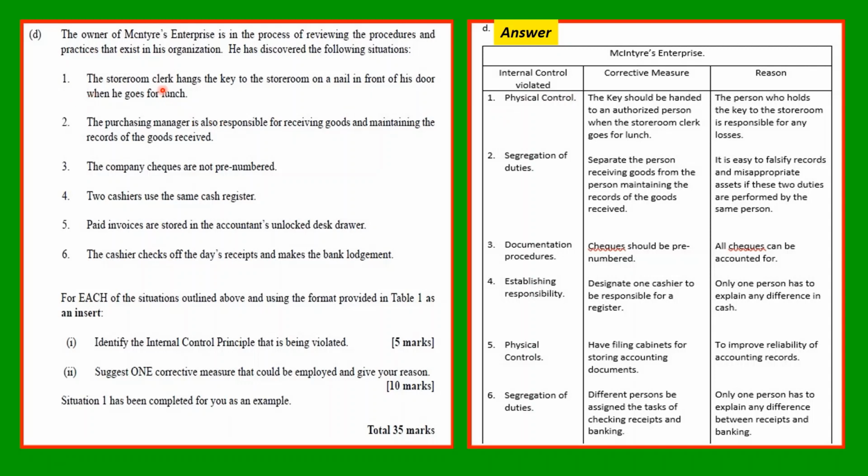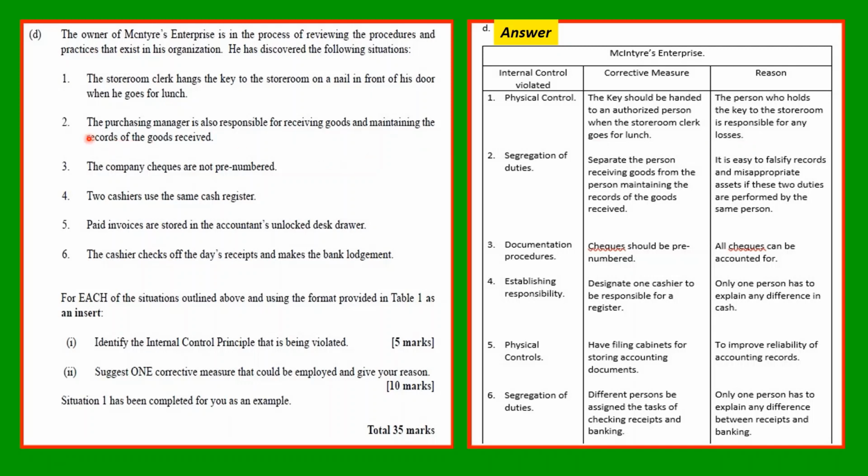The store clerk hangs the key to the storeroom on a nail in front of his door. Then he goes for lunch. Okay. What control is being violated there? It is a physical control, right? The hanging of a key. The key is a physical thing. So it's a physical control. And the corrective measure: the key should be handed to an authorized person when the storeroom clerk goes for lunch. Okay. And the reason: the person who holds the key to the storeroom can be held responsible for any intrusion or losses.